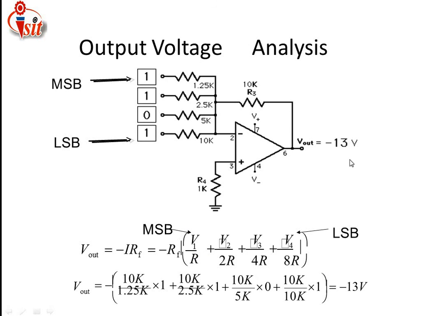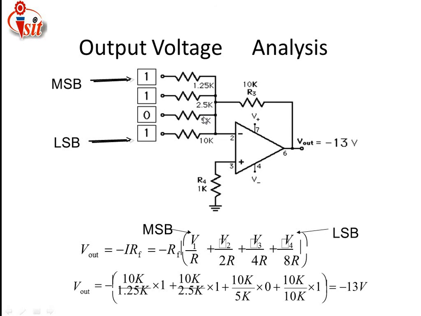Then the output voltage analysis: how that output voltage is analyzed, just see here. Here the input is applied, and four resistors are connected. First resistor value is 1.25k, then the second resistor value is 2R. That means here we are doubling the value of R, that is 2.5k. 1.25 multiplied by 2 is equal to 2.5.